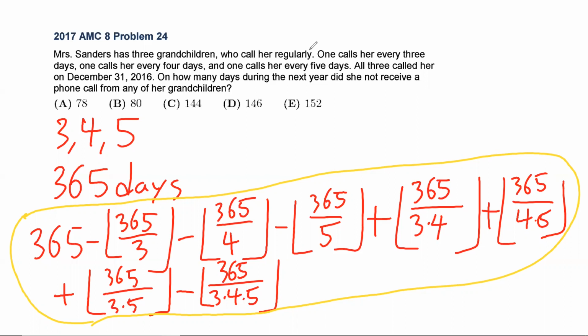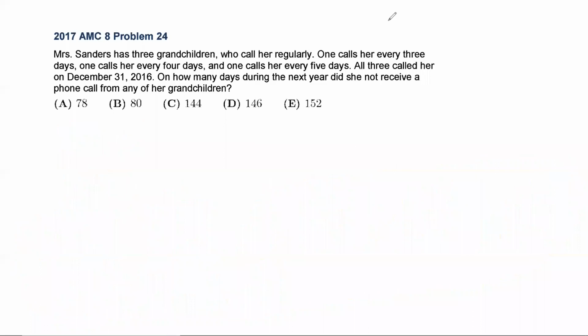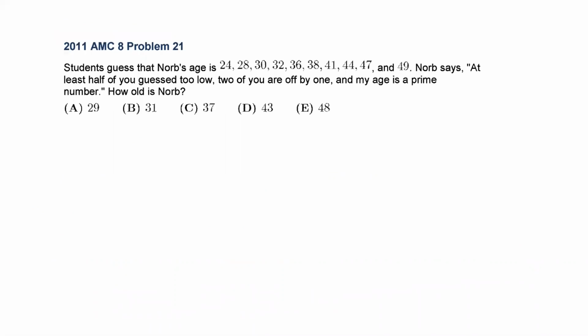Okay, we're going to go over to the next problem. Don't forget that if you had any questions with the previous problem, you can go to Benjamin. Okay, next problem. Students guess that Norb's age is 24, 28, 30, 32, 36, 38, 41, 44, 47, and 49. Norb says, at least half of you guessed too low, 2 of you are off by 1, and my age is a prime number. How old is Norb?